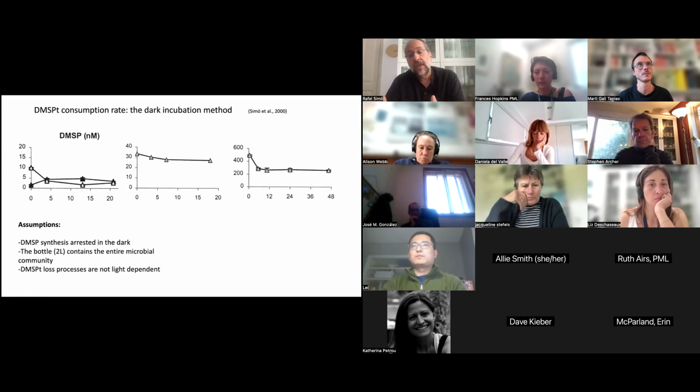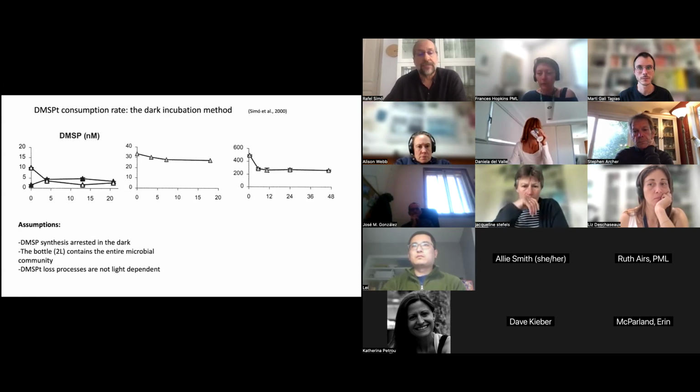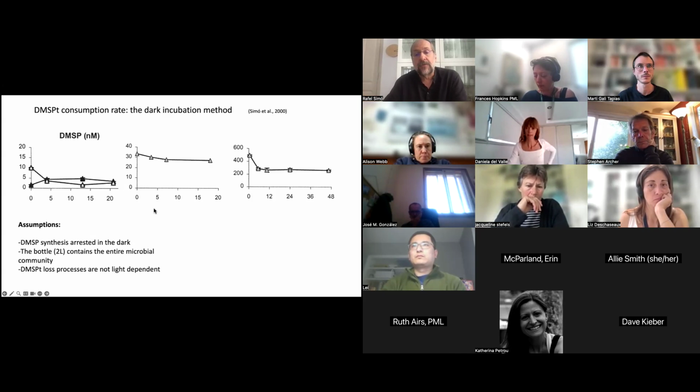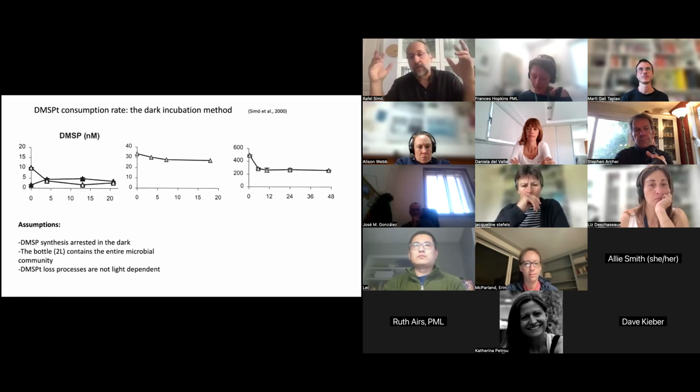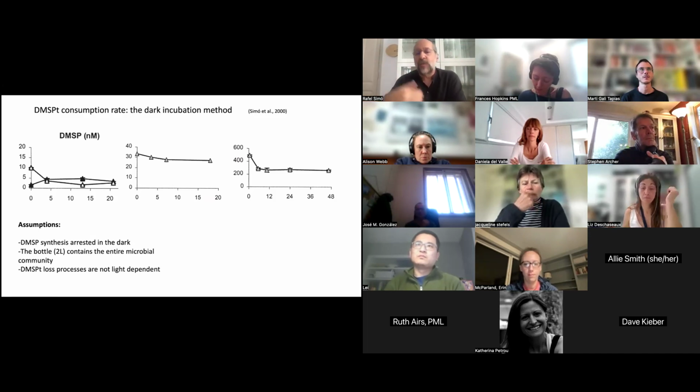And since it is total, it addresses not the conversion of the DMSP, not the release of the DMSP into dissolved DMSP, but the real consumption of whatever pool of DMSP, so the transformation to something else. As I say, this is a very rough method with lots of potential drawbacks. If you want to use this, be sure that you use as big a volume as possible, because the other assumption is that the bottle contains the entire microbial community, including grazing going on and things like that. And then for a relatively long time, you see this decline in the concentrations.